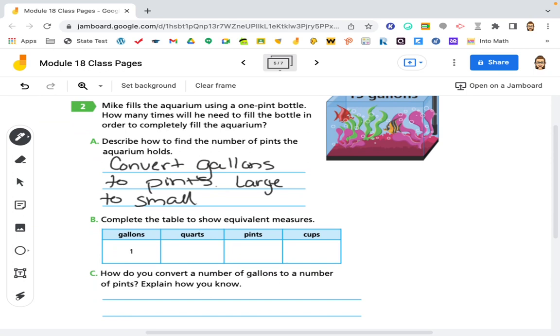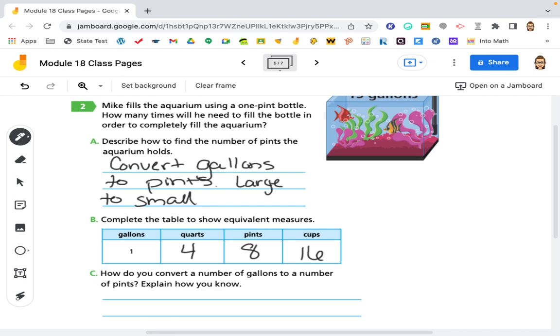So this says complete the table to show the equivalent measures. Well, so we have 1 gallon. There are 4 quarts in a gallon. And there are 2 pints in each quart, which means that there would be 8 pints. And then there are 2 cups in each pint, so that would be 16 cups.